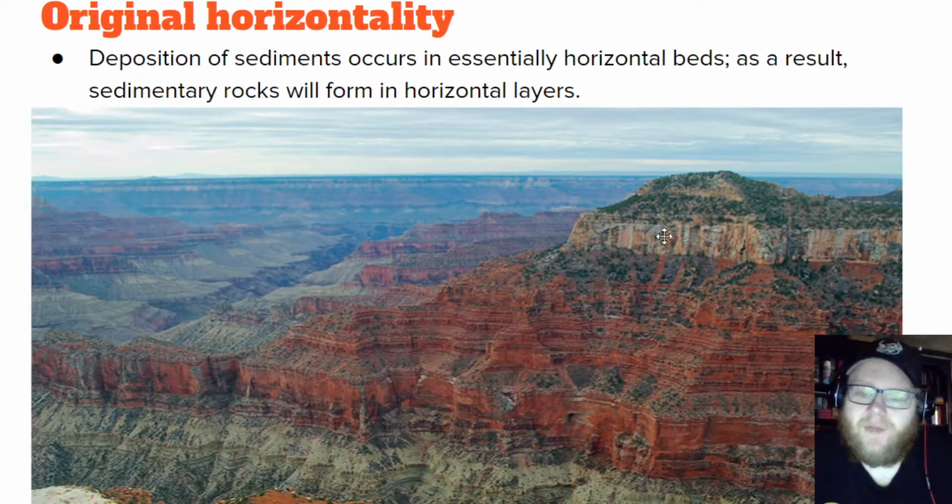And that's what original horizontality is. All these sediments have collected together over a long period of time, and despite all the processes that have happened, these rocks are still in these horizontal layers right here.